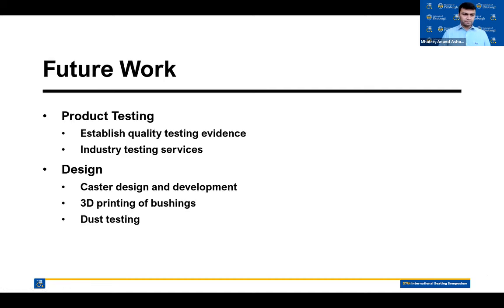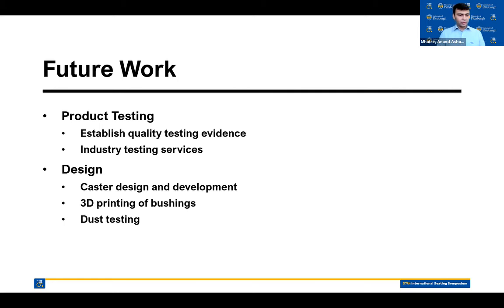Some of the future work is in 4 areas. The first one is product testing or quality testing. We want to develop more quality testing evidence and really understand, based on the results we got, do we need to tweak the caster testing protocol, or do we really need to change some of the caster design? We have done that to some degree, but we still want to keep on establishing more testing evidence so that we can have a robust protocol that can at least prevent some of the high risk caster failures that are happening out there in the community. We would like to provide some industry testing services, which we are doing already.